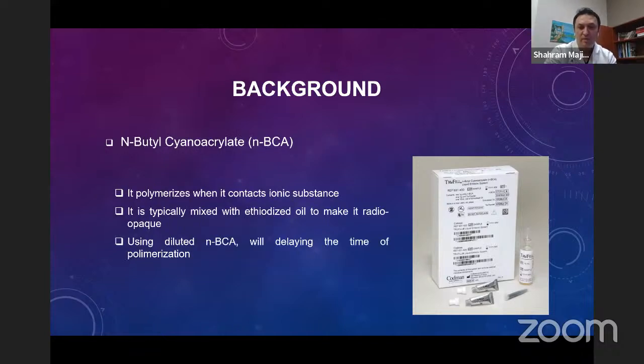NBCA glue polymerizes when it contacts ionic substances like blood. It is typically mixed with Ethiodol to make it radiopaque, and using a diluted NBCA will also delay the timing of the polymerization.